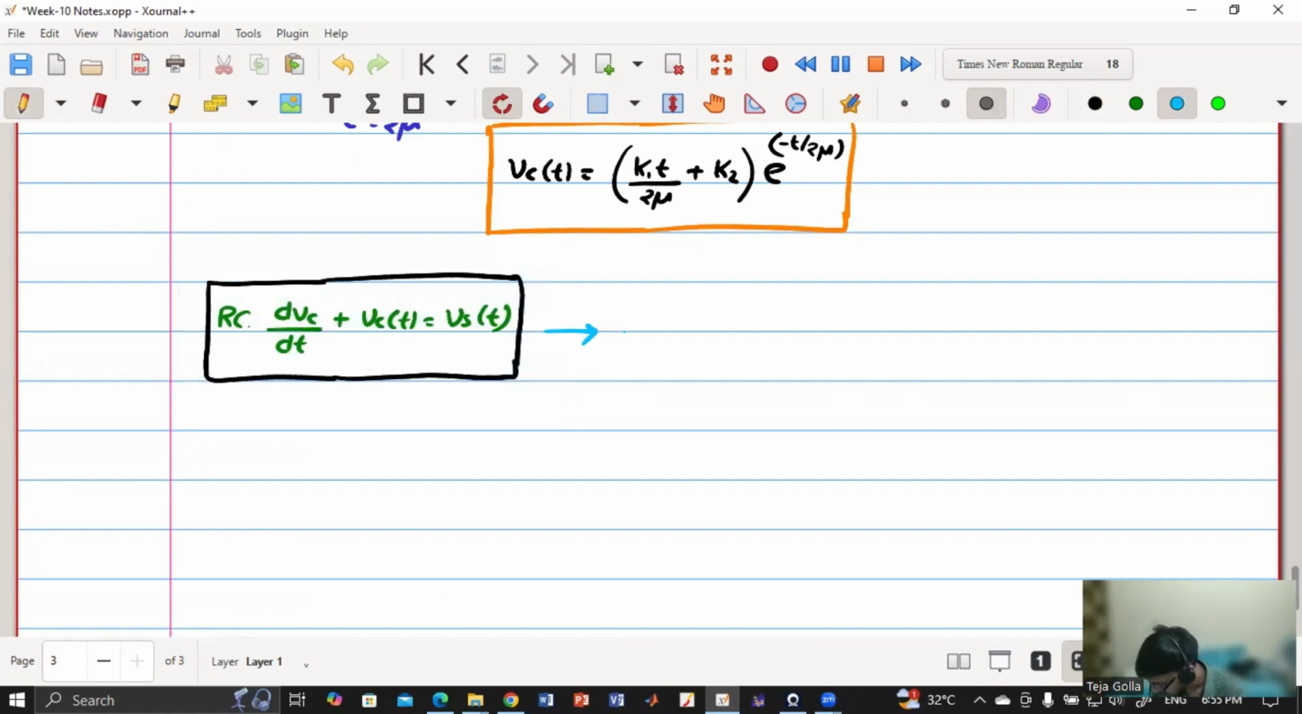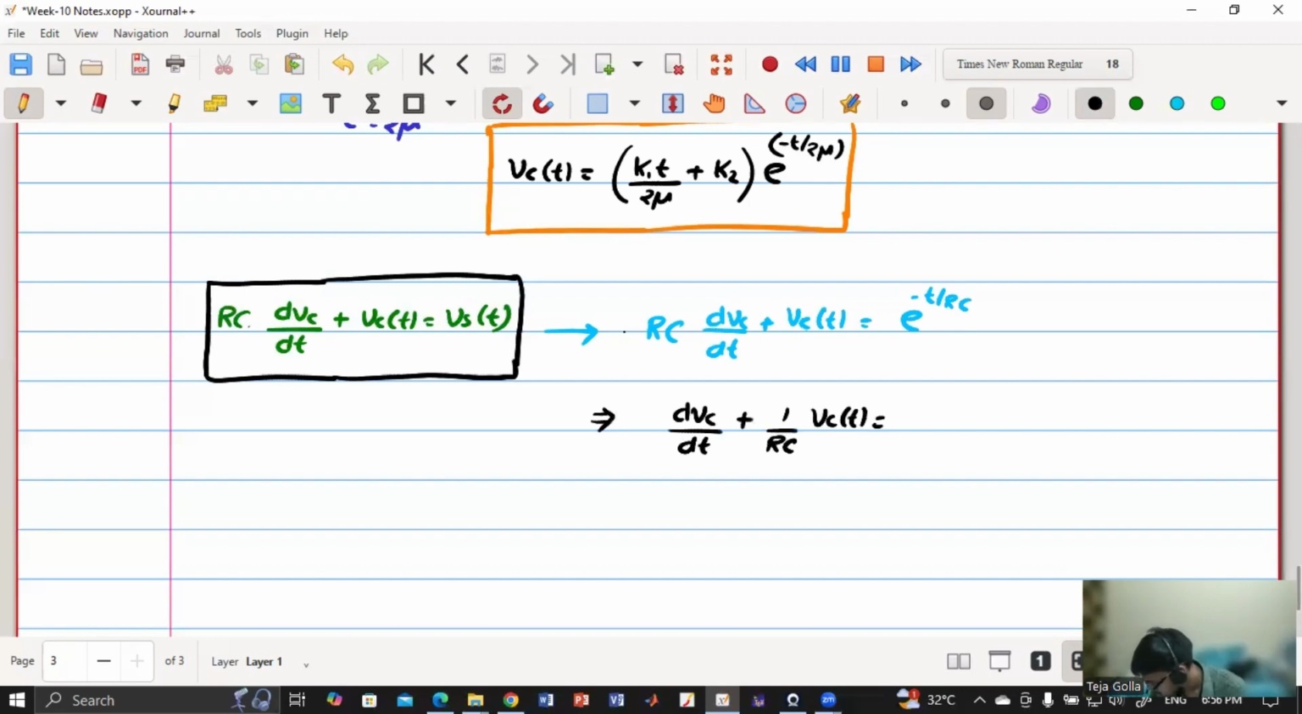So basically, what is my input? The equation is something like this: dvc by dt plus vc of t is equal to e to the power minus t by rc, because the input is e to the power minus t by rc. Now in this case, if you solve, you will get something similar to what they have given. So basically, you will be doing something like this. Say it is dvc by dt plus 1 by rc into vc of t is equal to 1 by rc into e to the power minus t by rc.